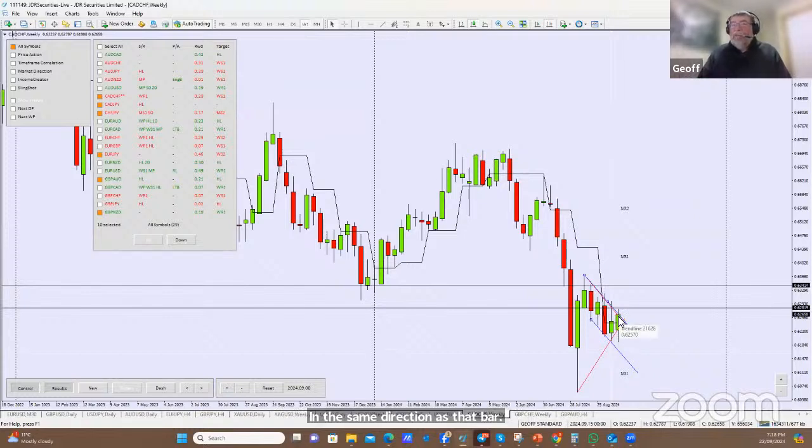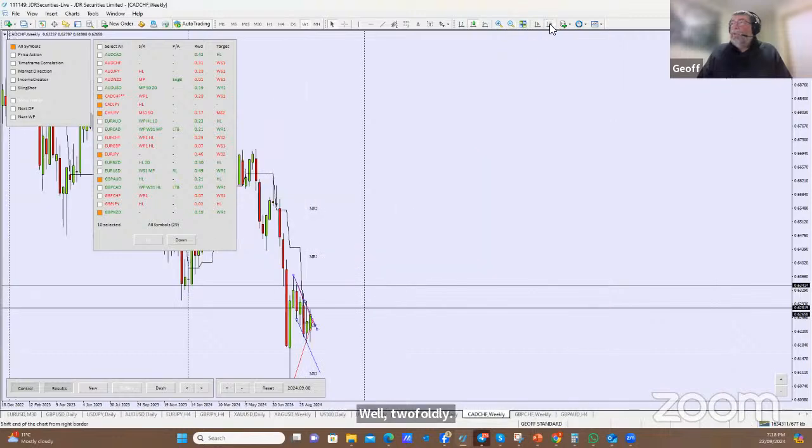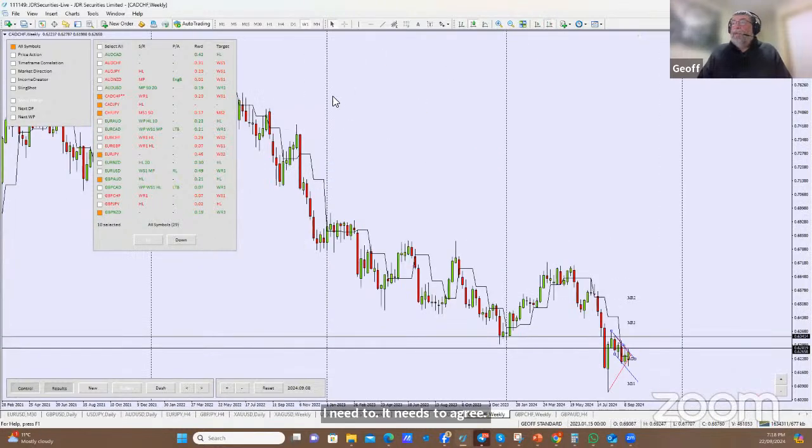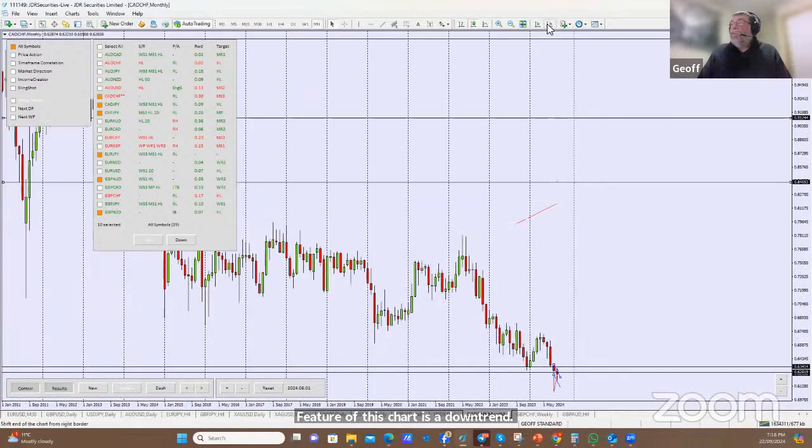I just can't trade that per se without giving it some sort of context, and the context needs to be, well, twofold really. It needs to agree with what is actually going on in what I call the big picture. The big picture here on the weekly chart couldn't be any clearer, in my humble opinion. It's saying that the dominant feature of this chart is a downtrend. If I go to the monthly chart, that will agree with that in spades.